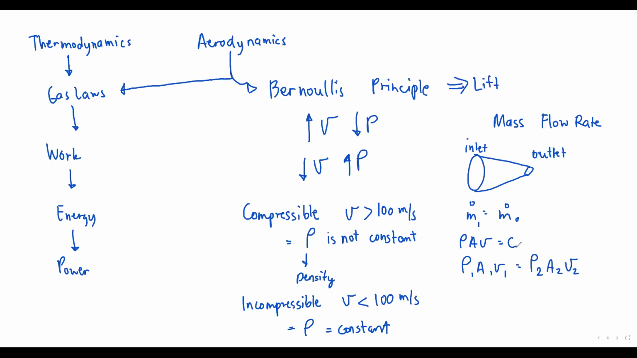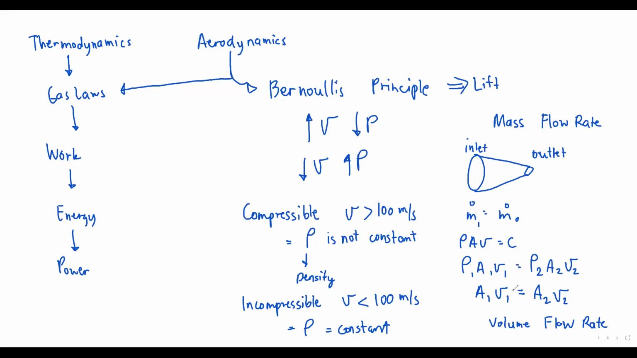So if it's incompressible, from this idea, rho is constant. So of course, A1 V1 is equal to A2 V2. Technically, this is what we call the volume flow rate.